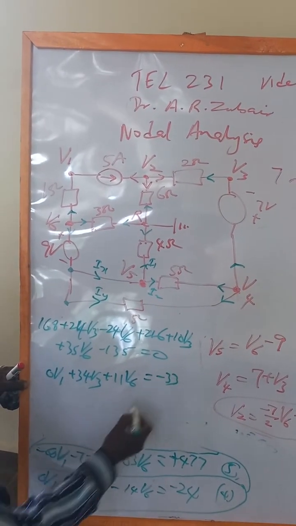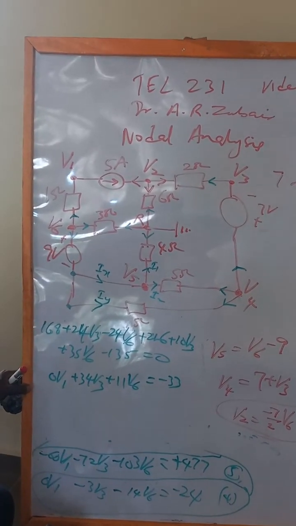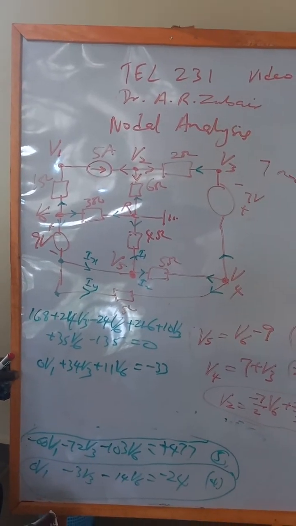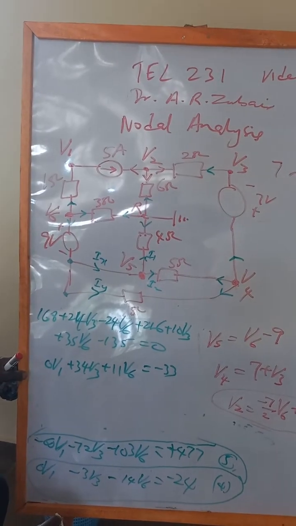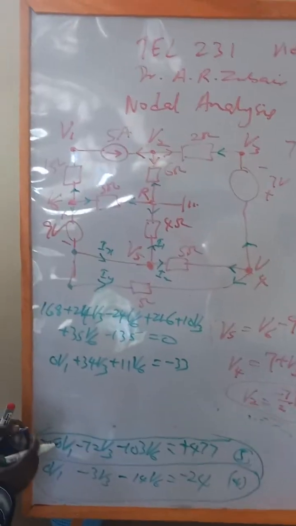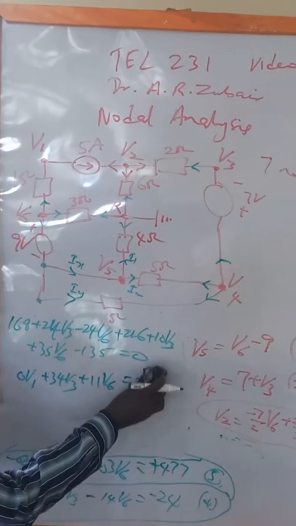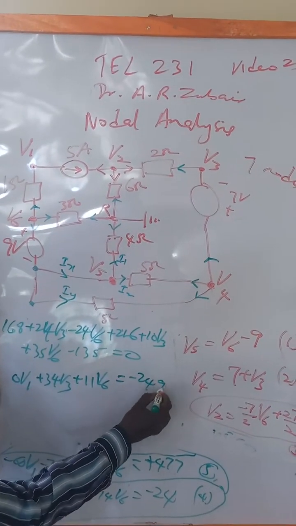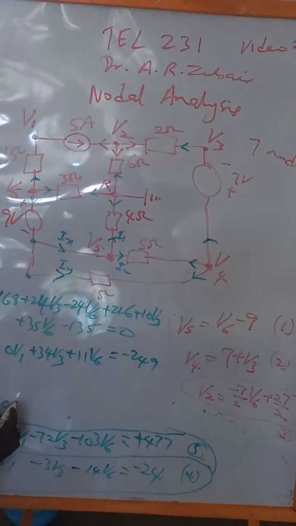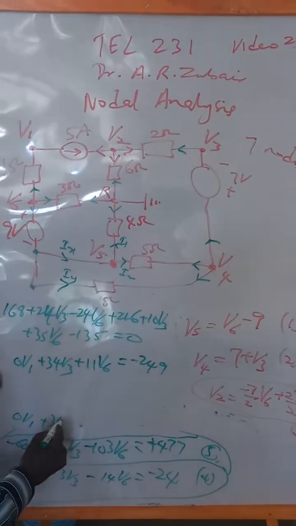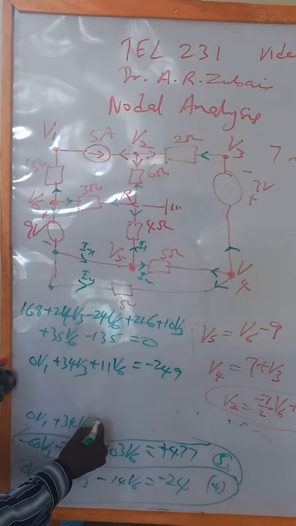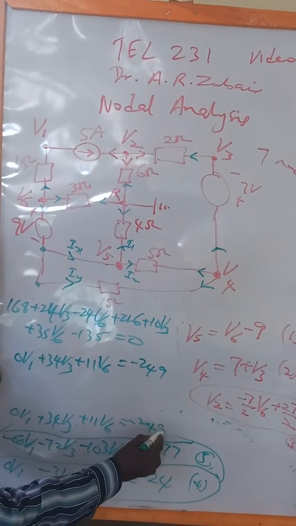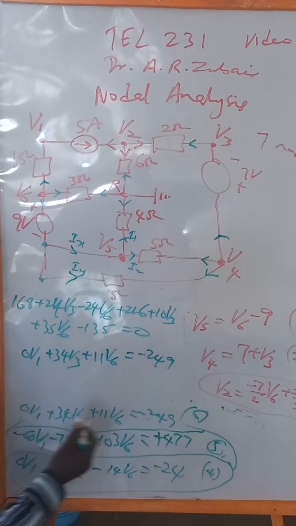We have 2 and 6 and turn it together. That's minus 249. Let me write it down here. 0 V1 plus 34V3 plus 11V6 equals minus 249. This is my equation 6.